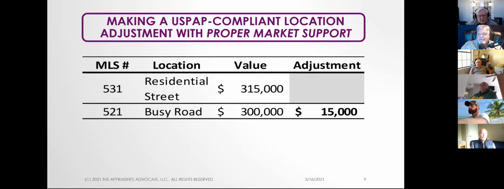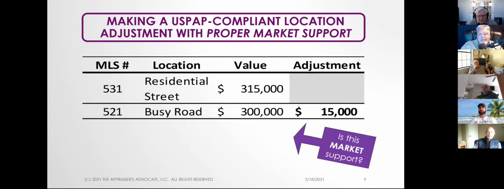There you go. All right, this is on the far left here. What I do is I type in the whole MLS number just so I can identify that property. So here's a property on a residential street that has a value of 315, and to me that means after concessions. Another property on a busy road at 300,000. So it's pretty simple here. You just subtract, and the adjustment is $15,000. And this is an example that you won't find very often, if at all. I don't know how to search for pairs with only one difference. So that's why we have other options.